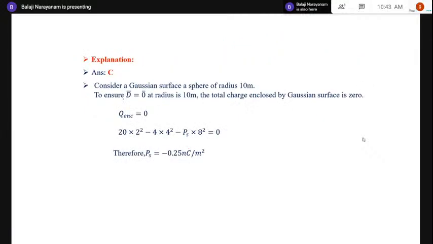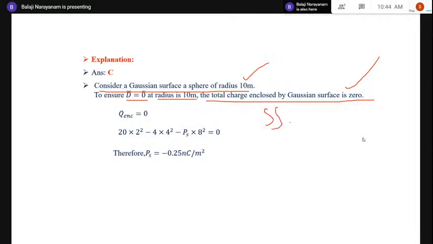So how do we attempt it? Consider a Gaussian surface, a sphere of radius 10 m. Whenever we want to apply Gauss law, the important concept is that we should have a closed surface. To ensure that the flux density is 0 at radius 10 meter, the total charge enclosed by the Gaussian surface must be 0. So we have to use the integral of D bar dot dS equal to the charge enclosed.